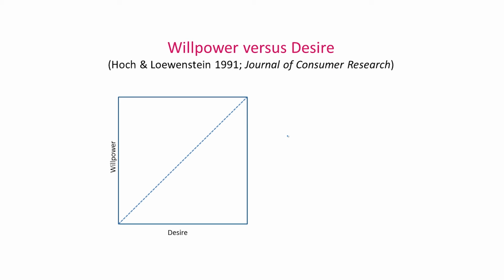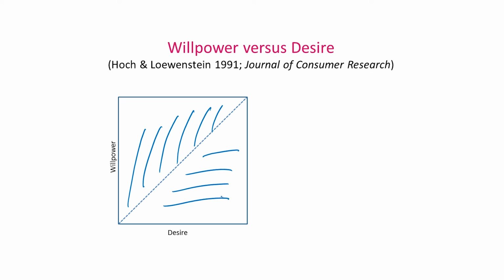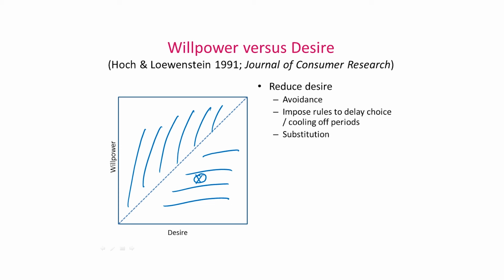We could now model self-control as a battle between the planner and the doer, or a battle between willpower and desire. In this model, willpower wins in the region above the dotted line, while desire wins in the region below the dotted line. If you find yourself in this region where you expect that desire will dominate willpower, there are a number of strategies to both reduce desire and to increase willpower.